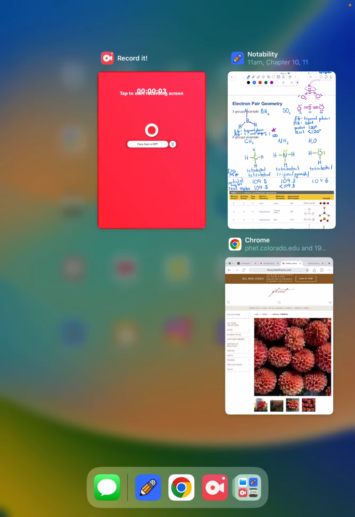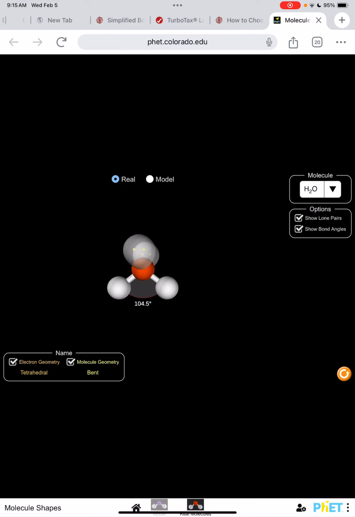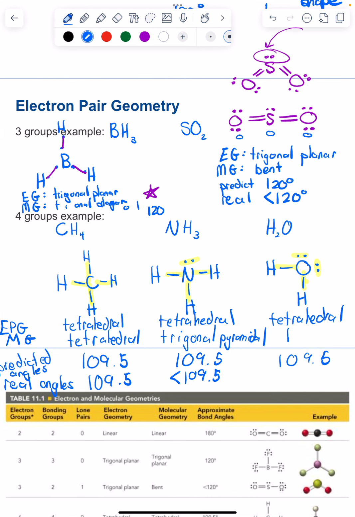Okay, last one, water. Still four groups, still an electron geometry of tetrahedral, but now the molecular geometry is called bent. This is different than the bent that we saw earlier with three groups. Okay, I'm going to write it down and then we'll talk about that. The actual angle is even more less than 109.5. So to indicate that, I'm just going to put 2 less than signs.